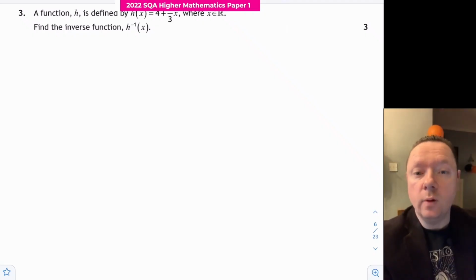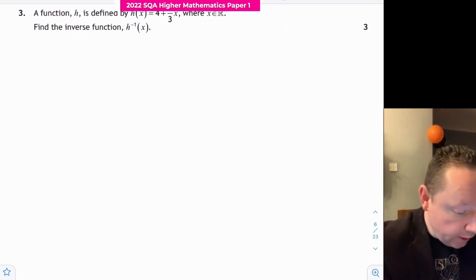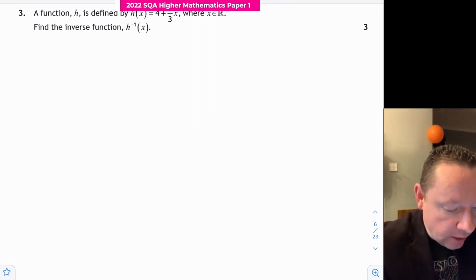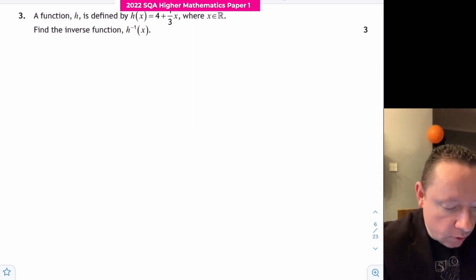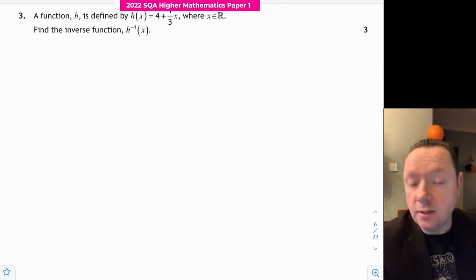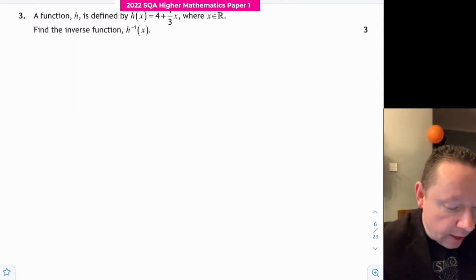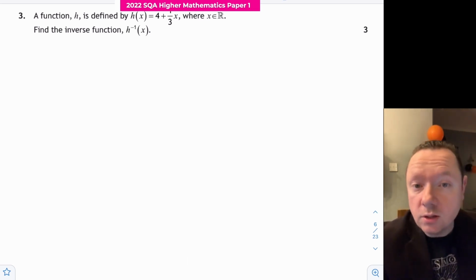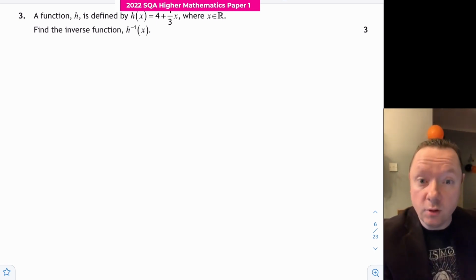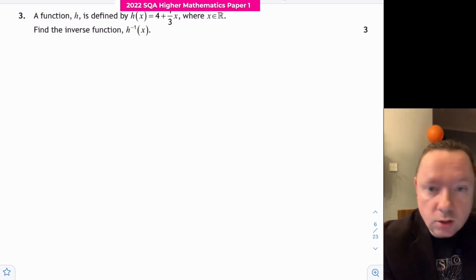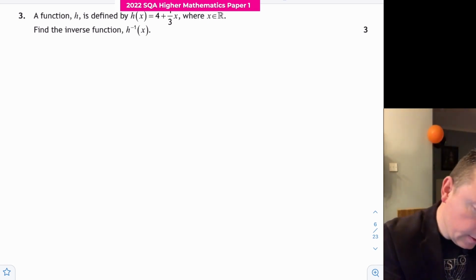SQA Higher Maths 2022 Paper 1 Question 3: a function h is defined as h of x equals 4 plus a third of x, where x is a member of the real numbers, and find the inverse function h to the negative 1 of x, and this is worth 3 marks. There are a couple of methods you could use, so I'll go through both methods in case you used or prefer an alternative method. So let's look at method 1.